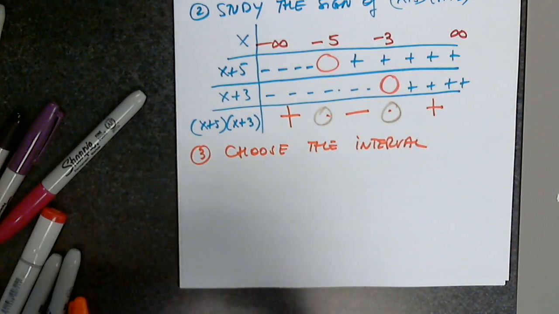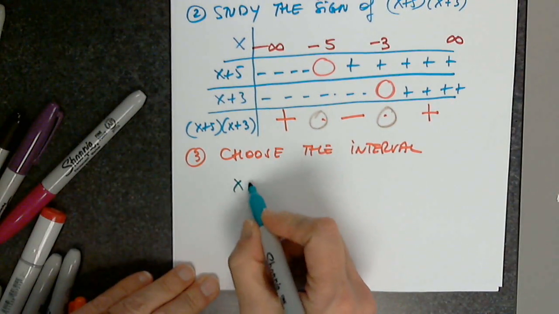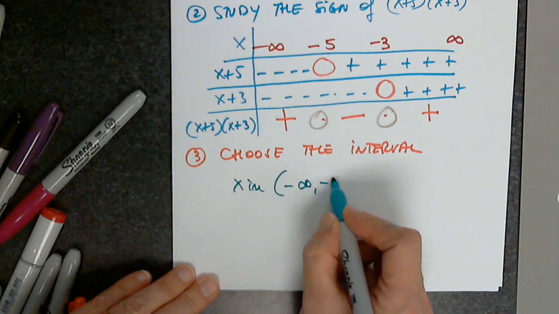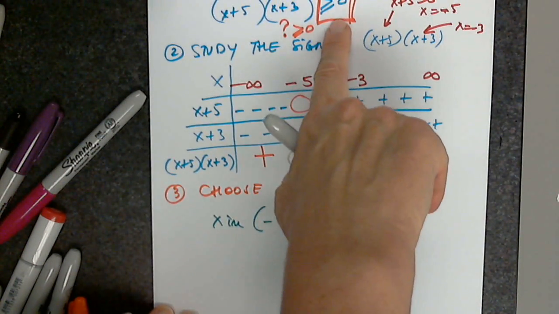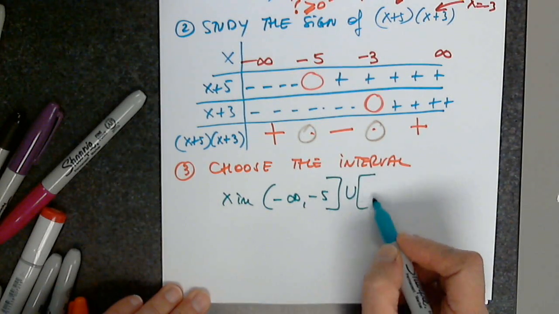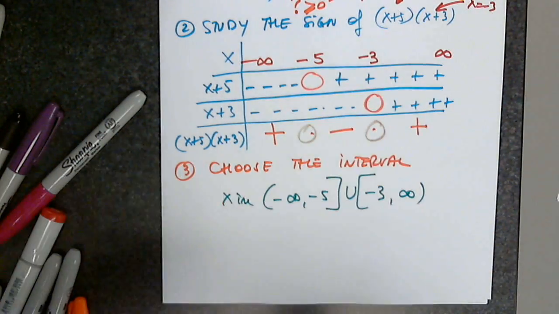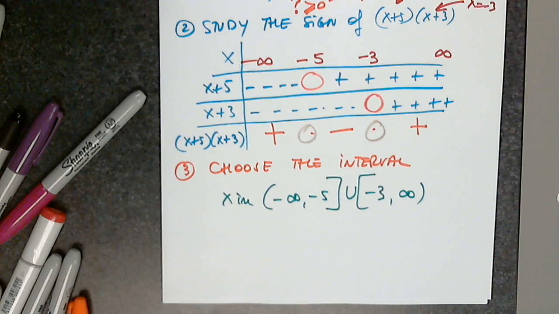So then the solution is x in the interval negative infinity to -5, closed, since there is an equal symbol here, union -3 to infinity, closed at -3. This is the way we solve quadratic inequalities.